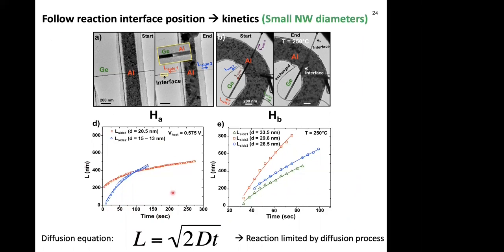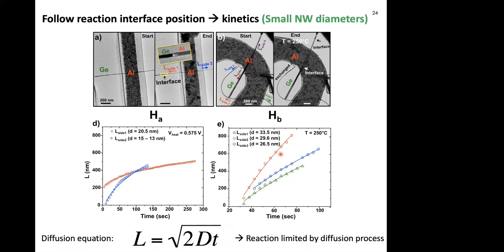So here you see two different experiments, one carried out at a known temperature, one carried out at some potential. Well, it's probably similar, but we don't know the exact temperature. And what we see systematically in these experiments is that these curves have this kind of parabolic behavior, and they can be fit with this equation, which is a very classical diffusion equation. So L can be expressed as the square root of the diffusion constant and time. But we didn't see a clear influence of the nanowire diameter on the speed of the propagation. So sometimes the smaller one would be faster, but sometimes the bigger one would be faster.